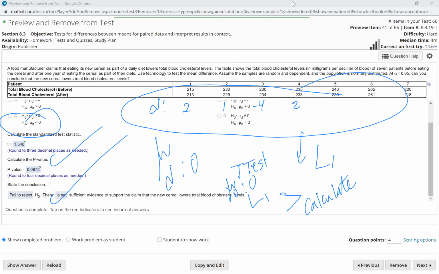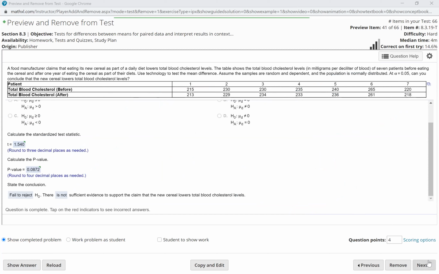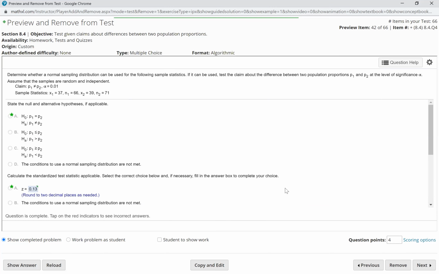All right. I'll clear. Now in 8.4. Here, determine whether a normal sampling distribution can be used for the following. If it can be used, test the claim about the difference between two population proportions P1 and P2 at the level of significance alpha. So he wants you to test that P1 is not equal to P2. So it's a two proportion Z test.